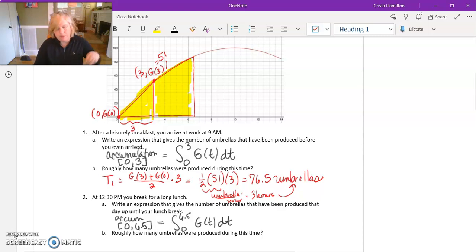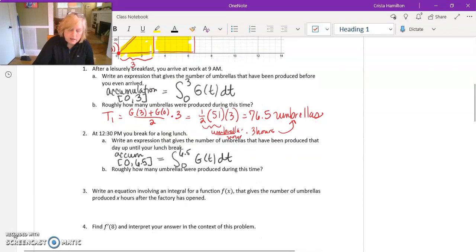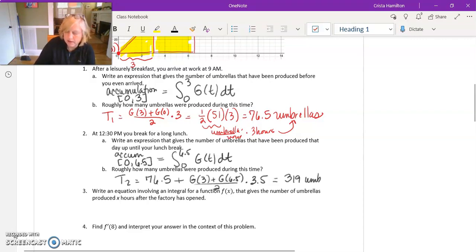All right, so now coming back down here to the actual formula, T2 would be our estimate of this definite integral. We already have our 76.5 from the previous, so I won't calculate that again. And then we're going to have g of 3 plus g of 6.5, the two bases, divided by 2 times the width, which is going to be 3.5. And if we add all that up, and I'll leave the arithmetic to you to calculate each of those, you're going to end up with 319 umbrellas as an estimate for that.